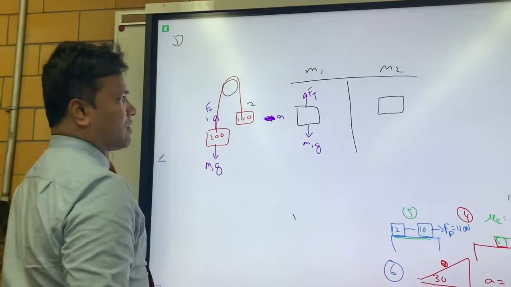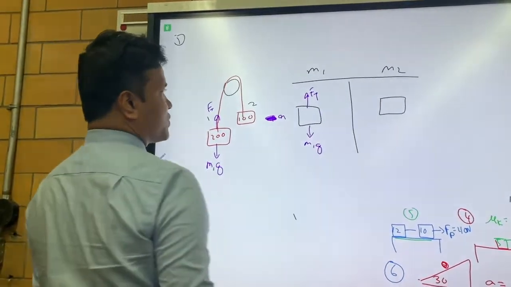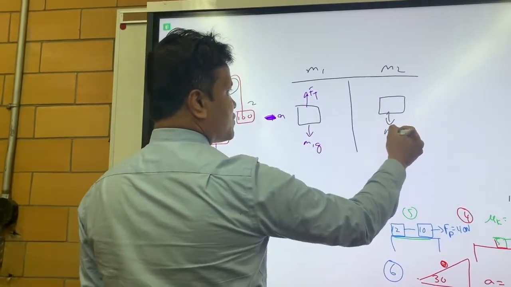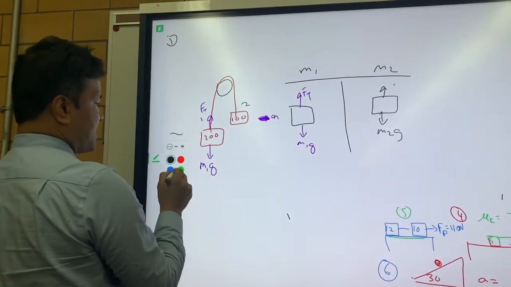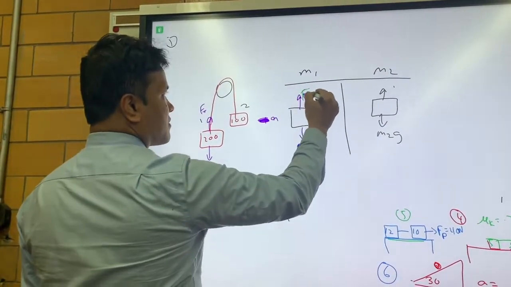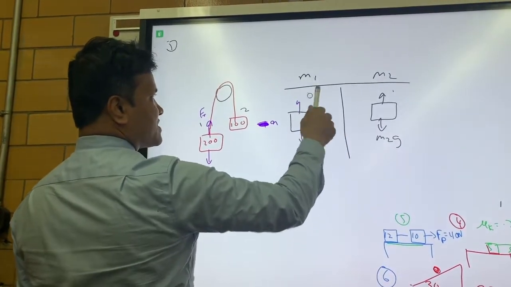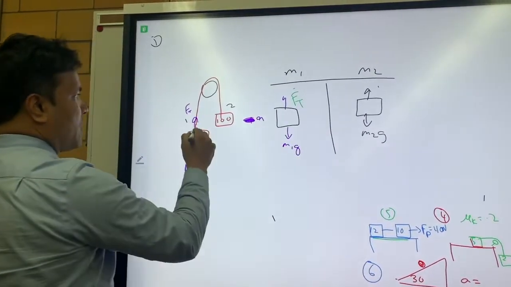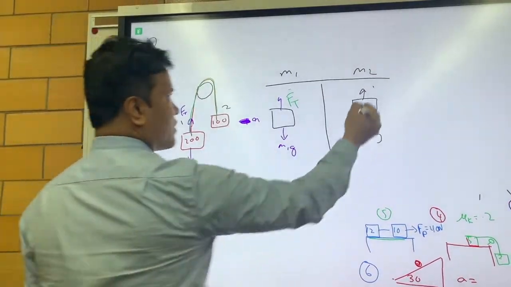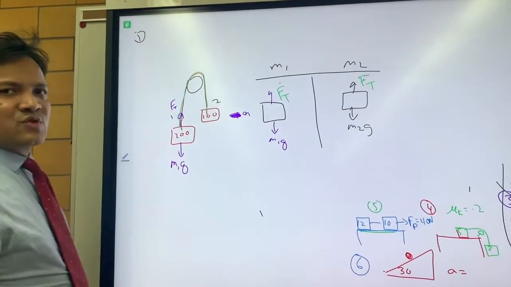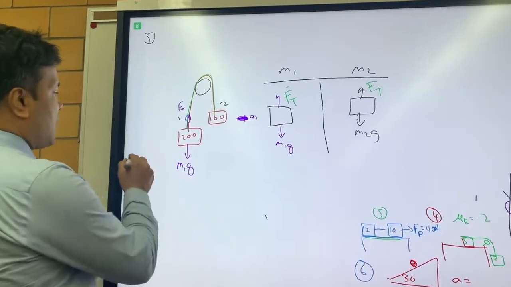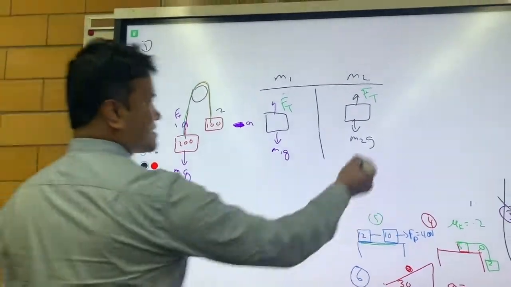This is the 100 kilogram one. This is mass 1, this is mass 2. So this is M2Z, this is FT. I'm going to write FT using the same color because there is only one rope and there is only one FT. Okay? M1Z is not equal to M2Z. Alright, now this time acceleration is positive.